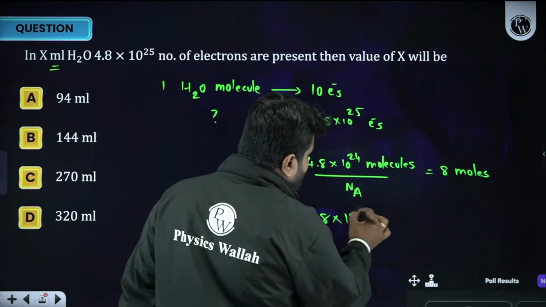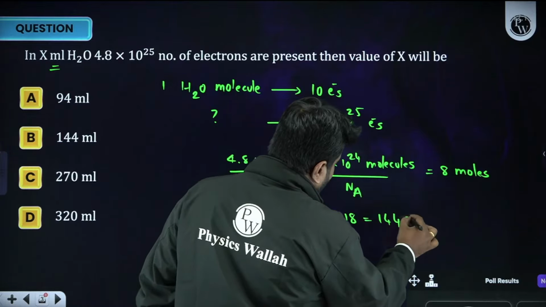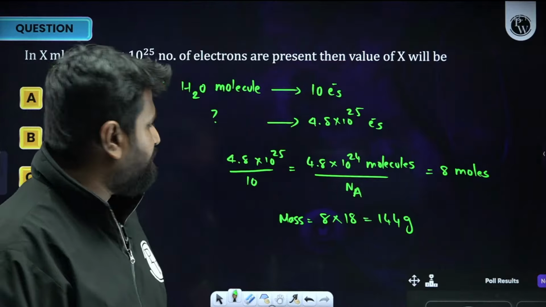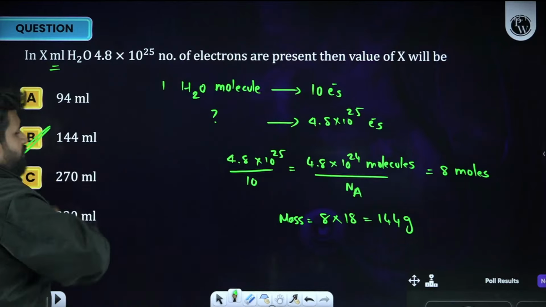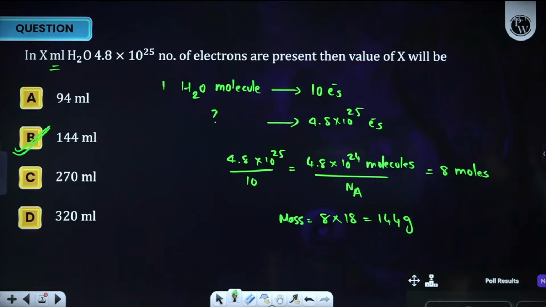Molar mass of water is 18, so 144 gram is the mass. What is the density of water? 1 gram per ml. So automatically 144 gram is 144 ml. Option B is the right answer. It is clear.